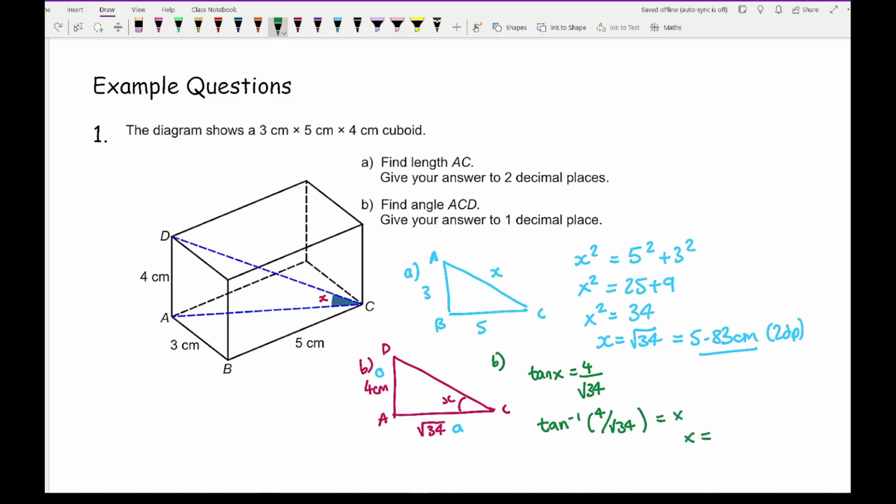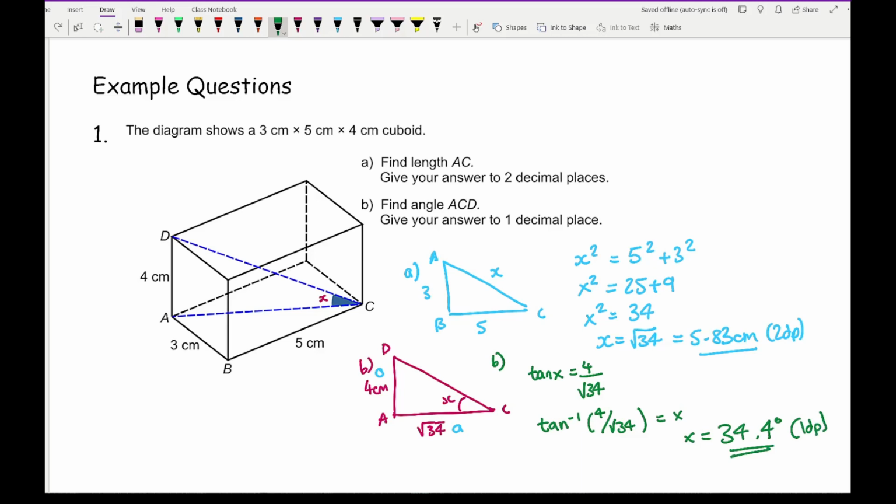So therefore, the inverse tan of 4 over root 34 equals x. So x, the angle ACD, is going to be the inverse tan. If I type 4 divided by root 34 into my calculator, it gives me an answer of 34.4, which does look correct. So 34.4 degrees, and I'm going to round that off to 1 decimal place.